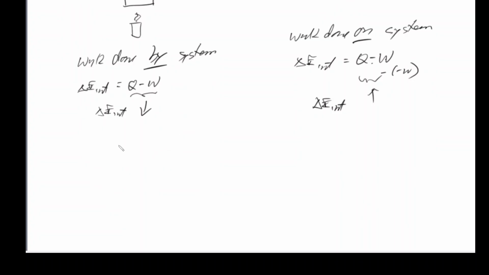And some textbooks will write it as this: the change in internal energy is equal to Q minus W, where the work is done by the system, or delta change in internal energy is equal to Q plus work done on a system. But this is the same thing. When work is done on a system, you're adding negative work, which increases internal energy.